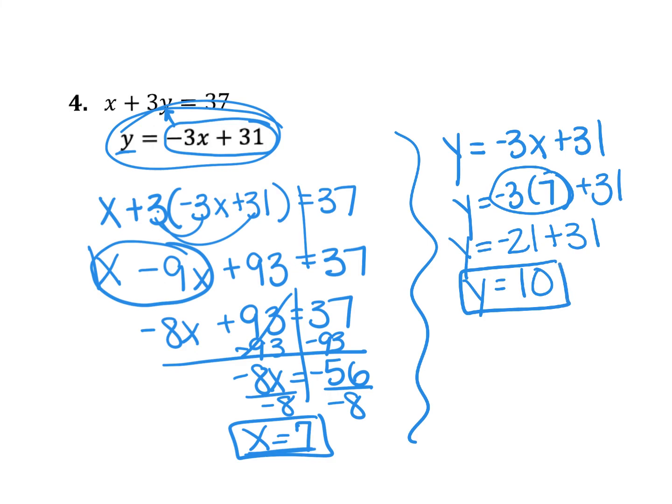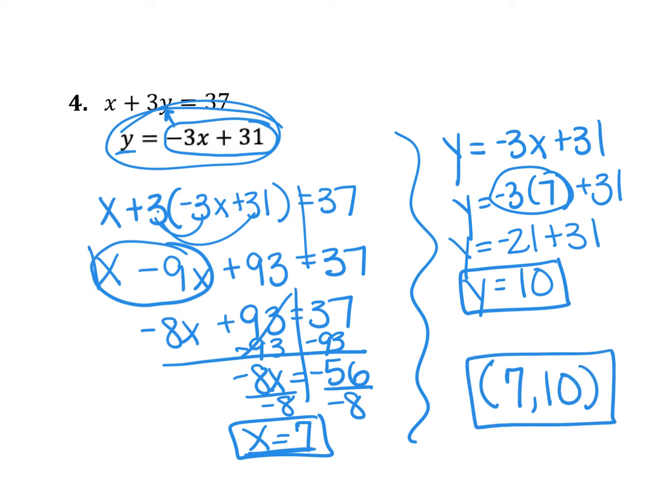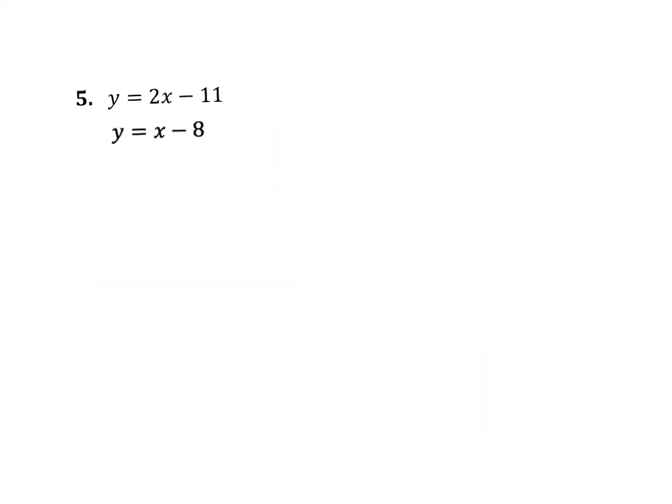So now I have the point at which these would intersect on the line. It's a solution to both. And so I'm going to write my x first, 7, and then my y second, and I write it as a coordinate, and so my solution is 7, 10. All right, so now this one looks a little bit different than the other ones that we've been doing, but the idea is the same.